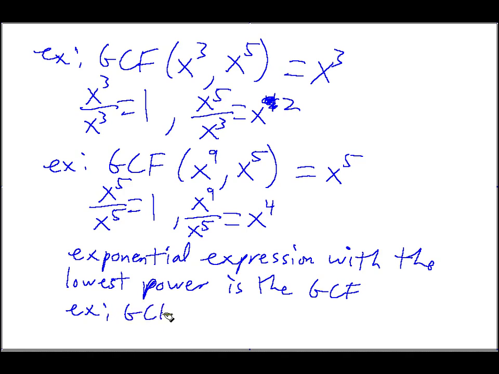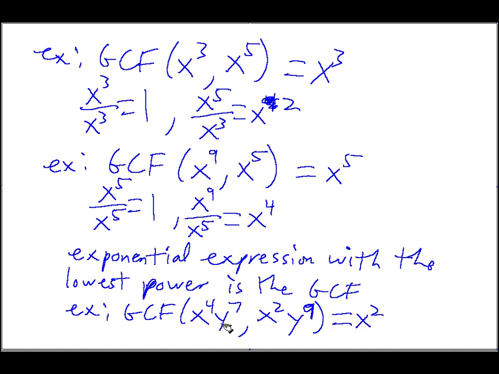How about the GCF then of x to the 4th y to the 7th, and x squared y to the 9th? Okay, so it's a 9 there. What is the greatest common factor of x to the 4th y to the 7th, and x squared y to the 9th? Well, again, lowest power wins, right? Just compare the powers. x to the 4th, x squared, lowest power wins. So x squared is the GCF there.